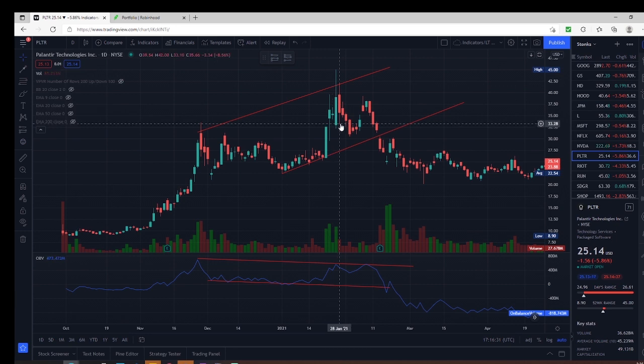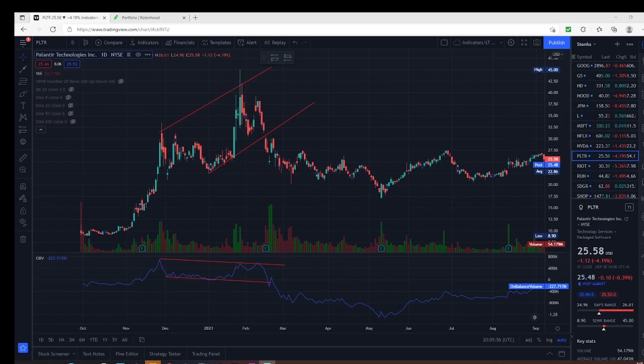A good entry point here would be maybe on this day or on the next day, once it's confirmed that this peak was lower than the previous peak right here. But if you're looking for a safer entry point, you can wait until the OBV and the stock price are moving in unison with you, which would be on this day, February 9th, or I'm sorry, the next day, February 10th, because you have that lower high on Palantir stock, as well as a lower high on the OBV line. So that next day of down might be your confirmation to get in on this stock to the downside.